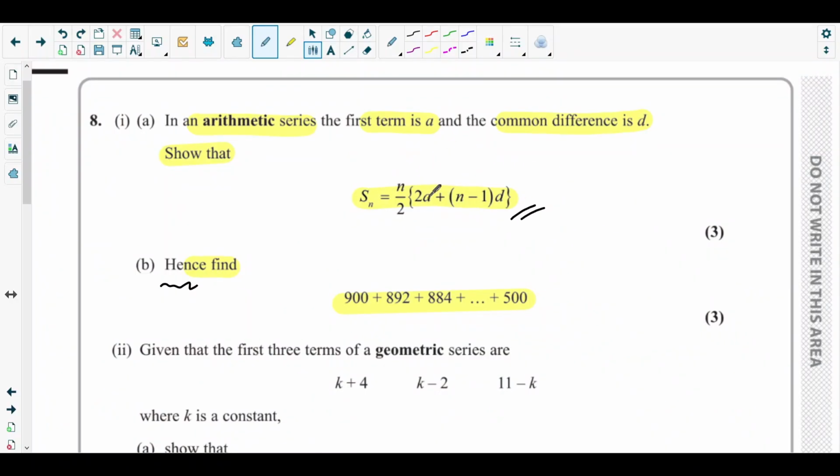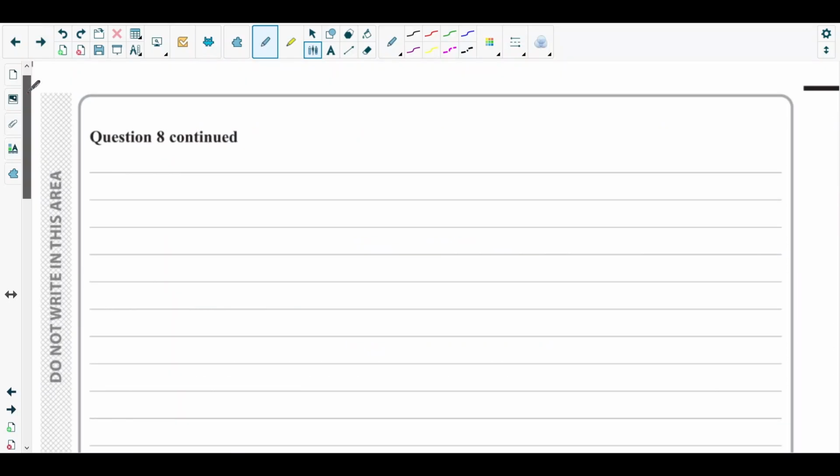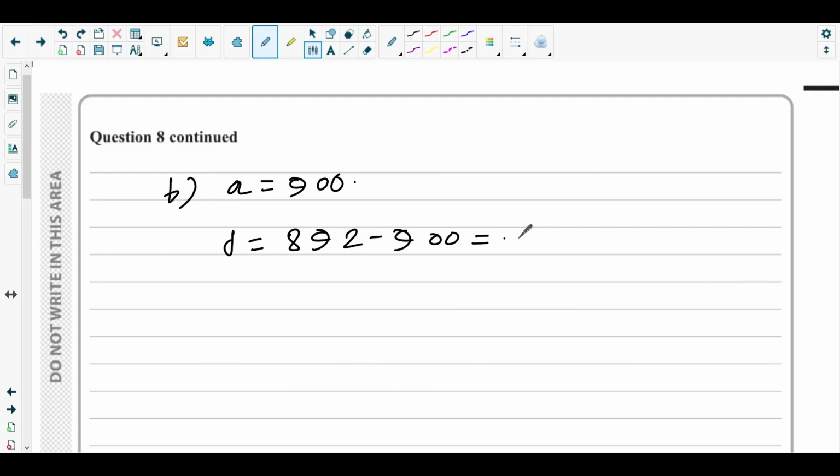To use this formula for summation, we need the value for n, the number of terms in the series, and then we need to know the first term. The first term here is basically 900, and we need to know the common difference. So let's figure out these values. The common difference is 892 minus 900. That would give you negative 8.